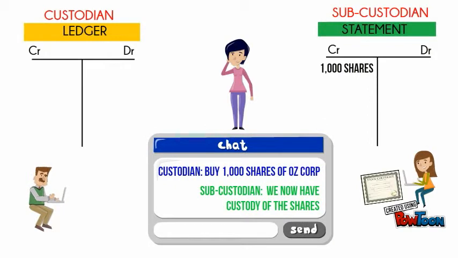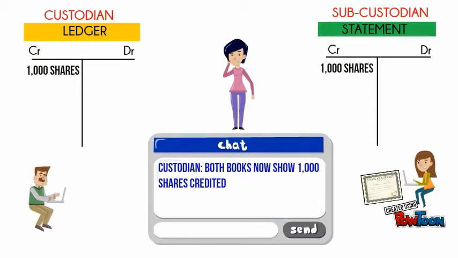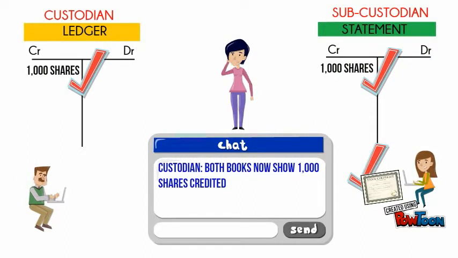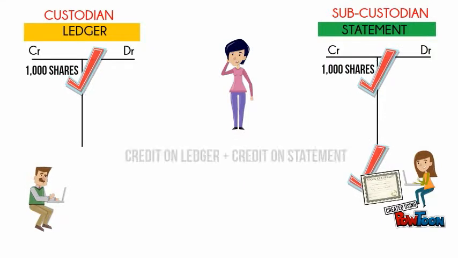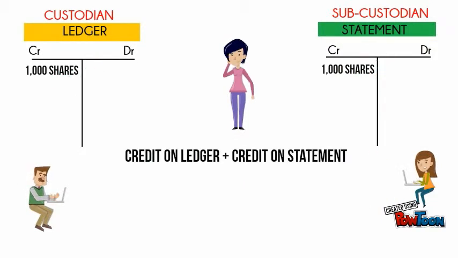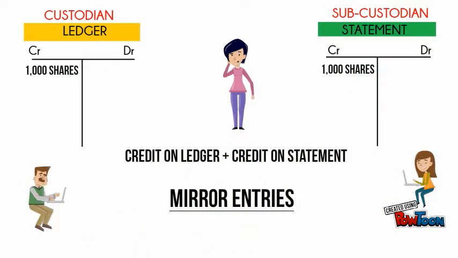The custodian's ledger will also show the same assets credited because the end result of the transaction is that 1,000 shares have been added to Noor's safekeeping, simply held by Sheila, the sub-custodian. Because both books simply reflect the same entries, we call these mirror entries.